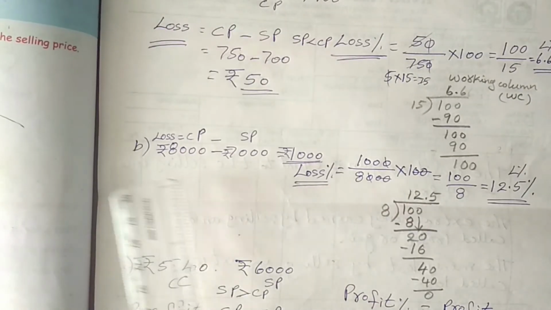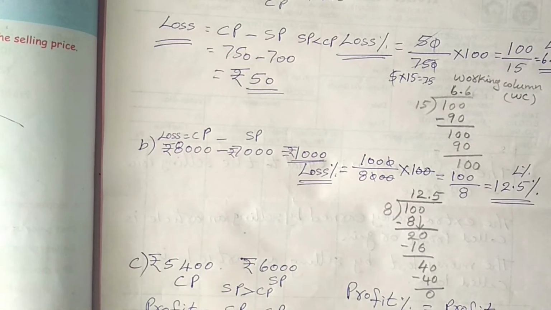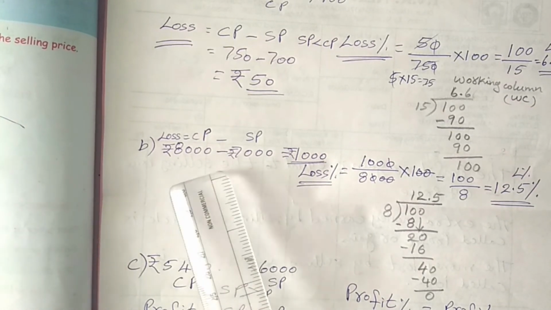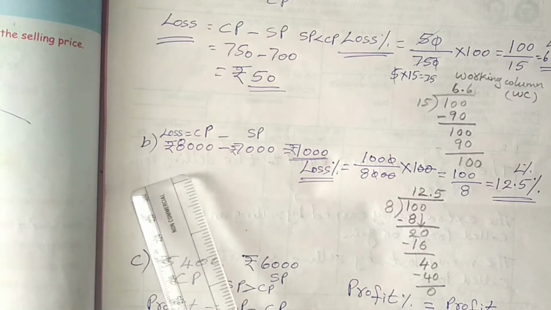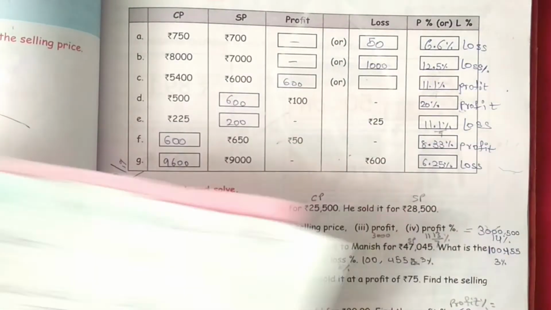Likewise, you see the B bit. B bit you do on your own. Okay. The question is the same, finding out the loss. They have given cost price 8,000 rupees and selling price 7,000 rupees. See here in the textbook.